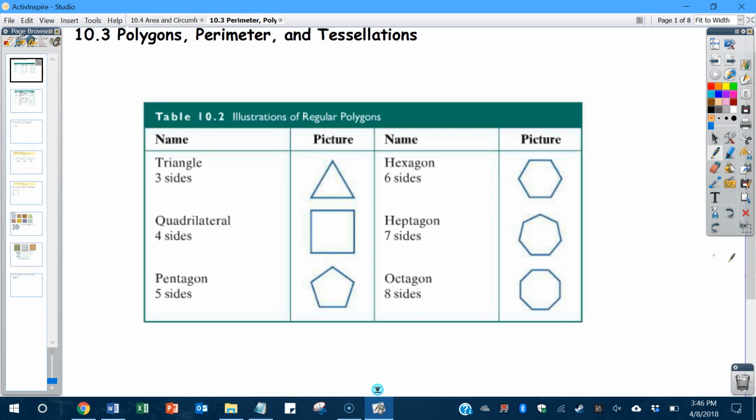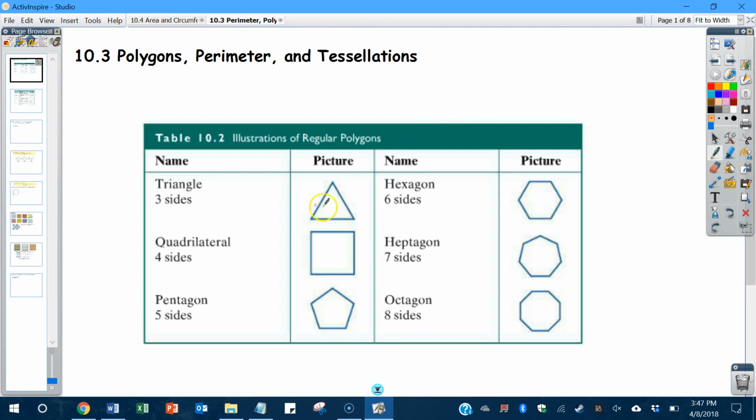So for starters, polygons are shapes that have corners, namely they're any sort of closed figure that aren't circles, so they've got edges and corners. And here are some common ones, and you're kind of familiar with some of these names. So a three-sided polygon is called a triangle, a four-sided is called a quadrilateral, and I'll let you read the rest of those.